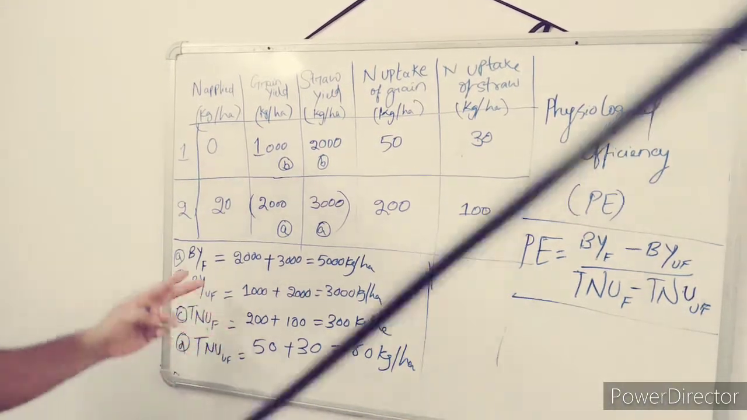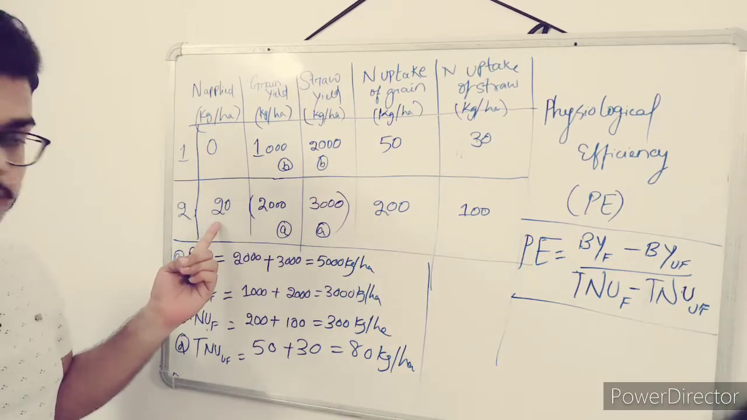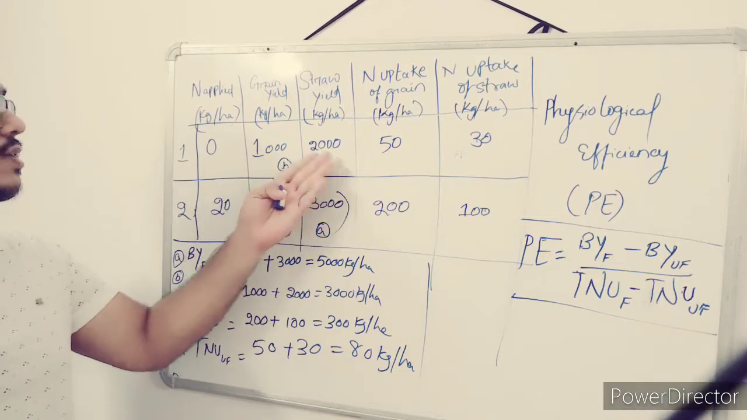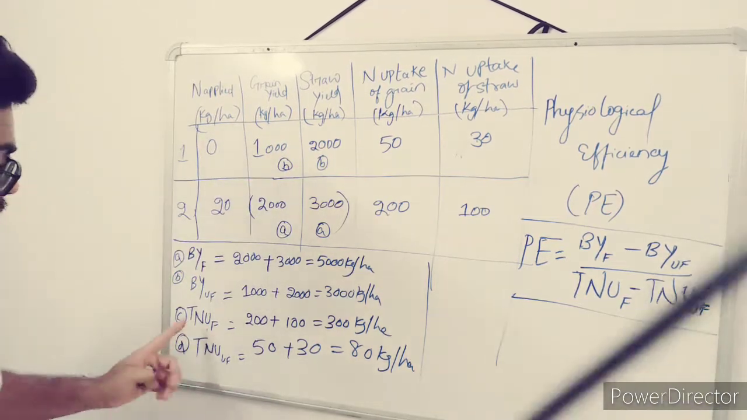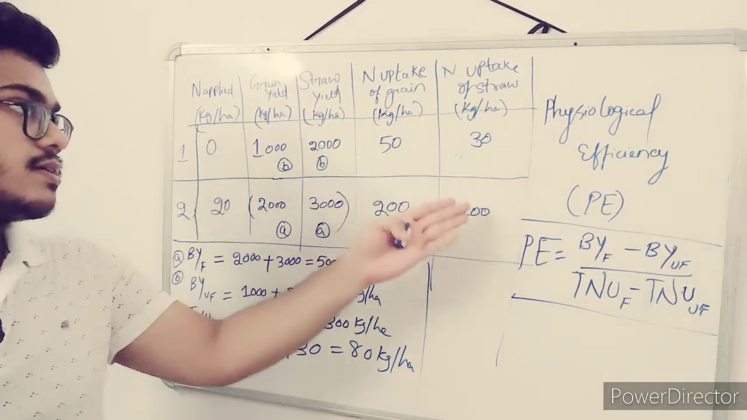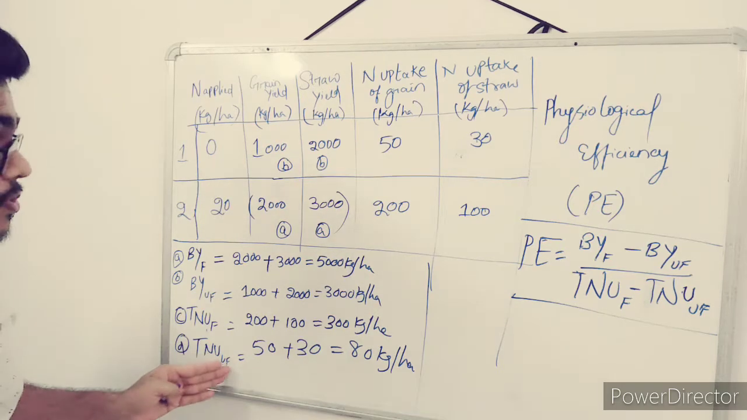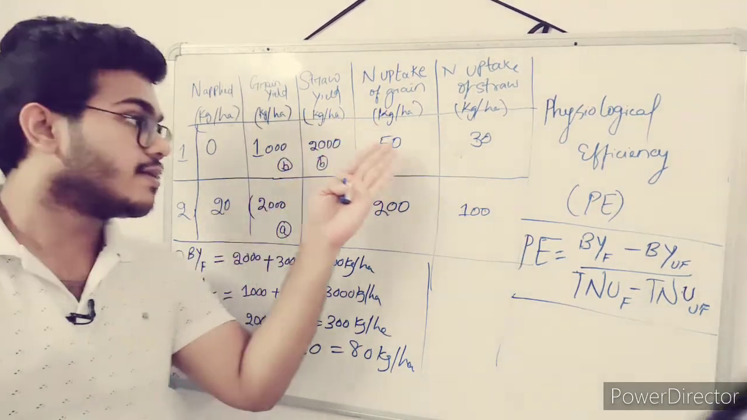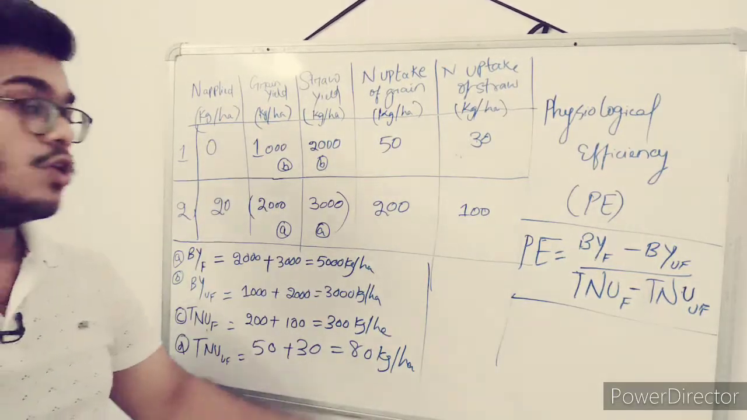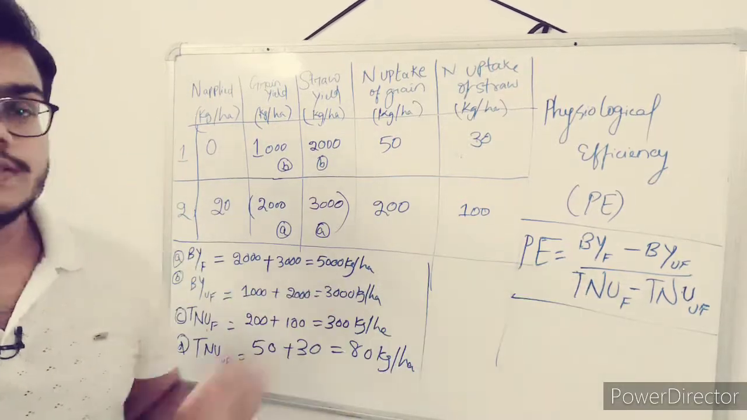Fine guys. So understand, the biological yield of the fertilized plot is grain yield plus straw yield of the fertilizer-applied plot. The biological yield of the unfertilized plot is grain yield plus straw yield of the unfertilized plot. The total nitrogen uptake of the fertilized plot is the nitrogen uptake of grain plus the nitrogen uptake of straw in the fertilized plot. The total nitrogen uptake in the unfertilized plot is the nitrogen uptake of grain plus the nitrogen uptake of straw. So by this formula we have got all the values. Now the physiological efficiency can be easily calculated by putting in this formula.